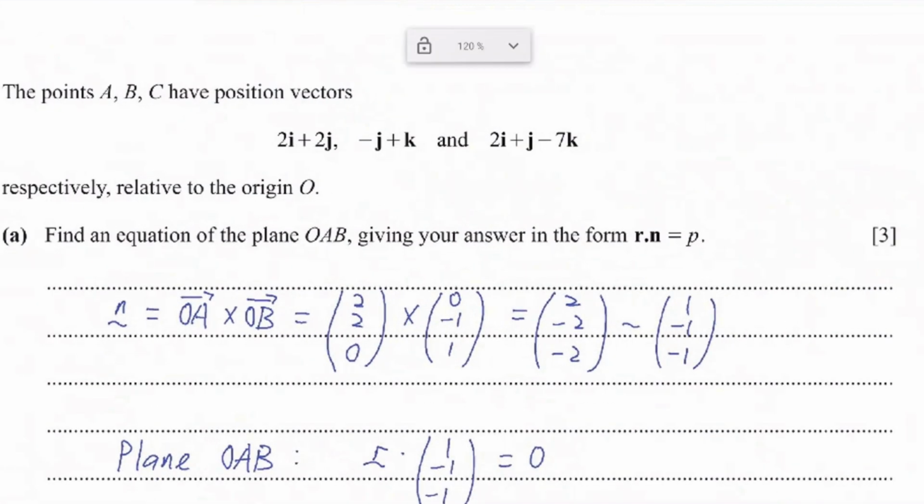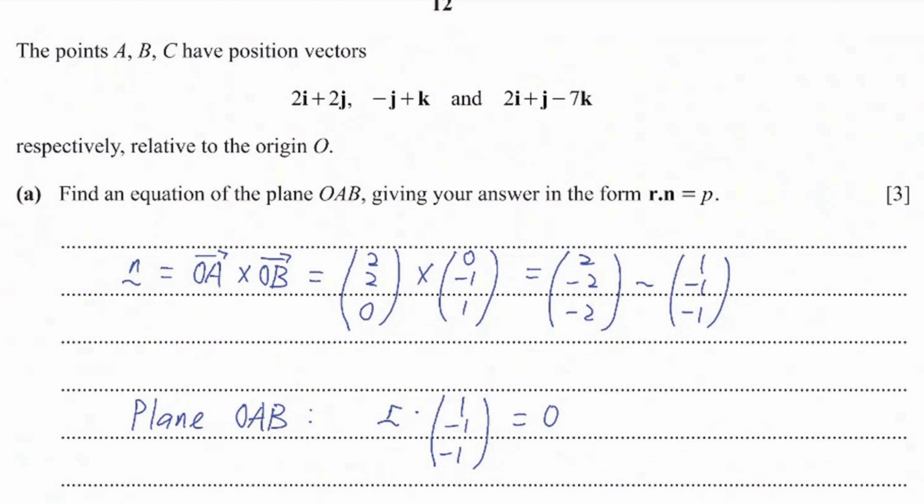So finally is the matrix. Okay. So first is to find the equation of the plane OAB, giving your answer in the form r dot n equals p. So basically, we need to recognize that this plane passes through the origin, A, and also B. So we need to cross two vectors which are parallel to the plane. Any combination like OA, OB, OA, AB, anything.